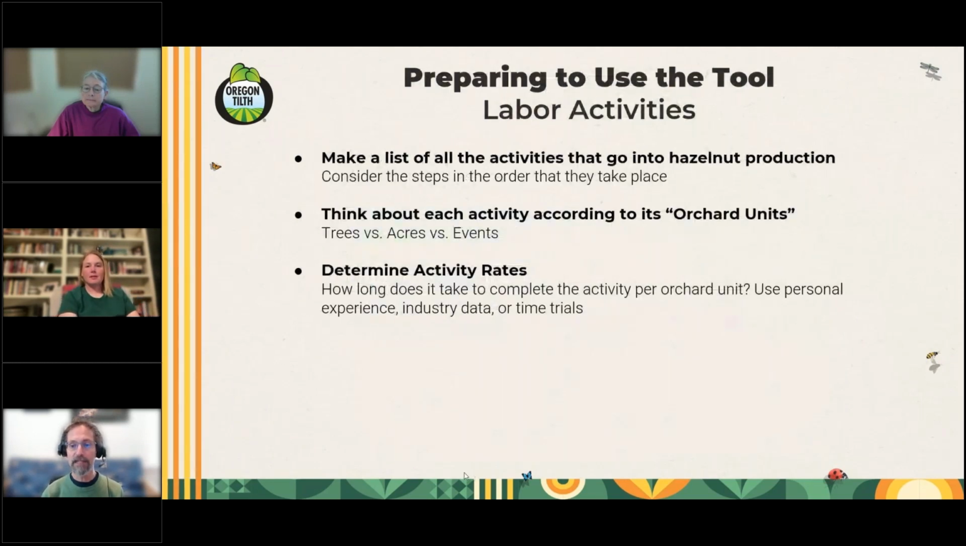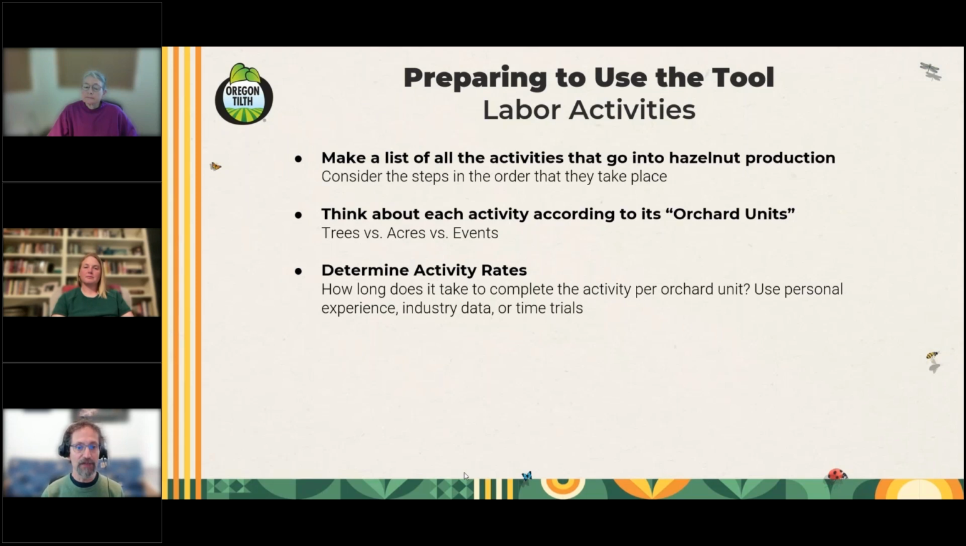Next, I'm going to talk about some of the things that you'll want to do before you start using the tool itself. The first thing you're going to want to do is gather data that's going to be used to determine the cost of production labor. You'll start by making a list of all the activities that go into producing hazelnuts or whatever crop you're analyzing. In order to get a comprehensive list of those activities, we recommend that you think about the steps that you follow in the order that they take place during a single production year.